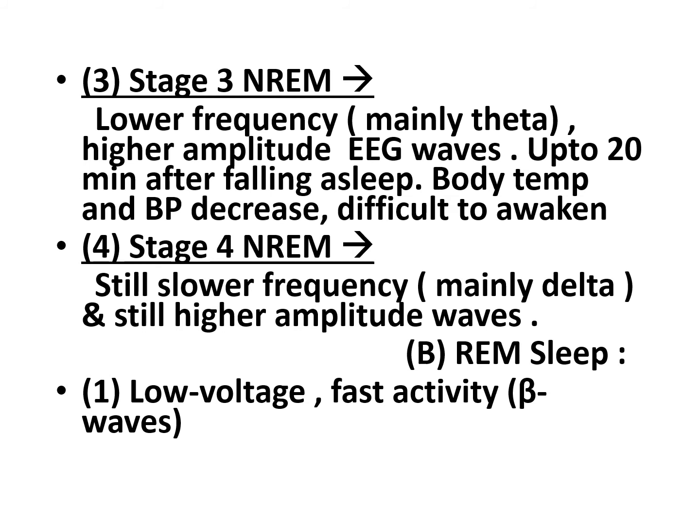And stage 4 NREM, with still slower frequency, is mainly delta waves with higher amplitude that occur during stage 4 NREM. REM sleep has low voltage but faster activity, and beta waves are recorded during REM sleep, or rapid eye movement sleep.